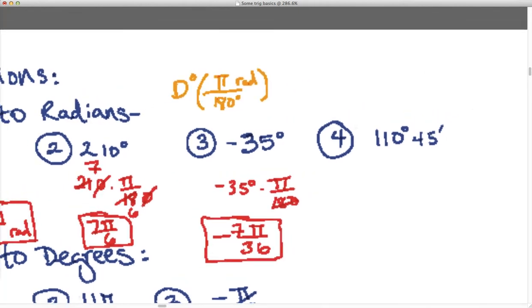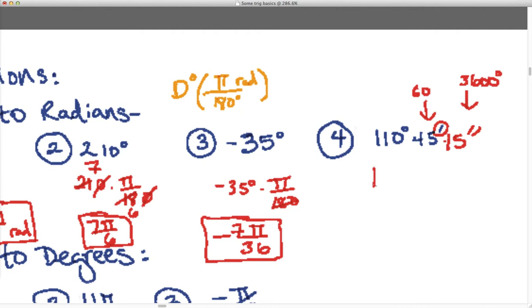All right, so if you see a symbol like that, that means minutes. You know what, I'm gonna make this one a little bit more interesting. Let's go ahead and do seconds as well. So we'll do 15 seconds. And whenever we deal with the minutes and seconds, you just divide this one by 60 and this one by 3600. And you convert those into decimals to the radian measure.